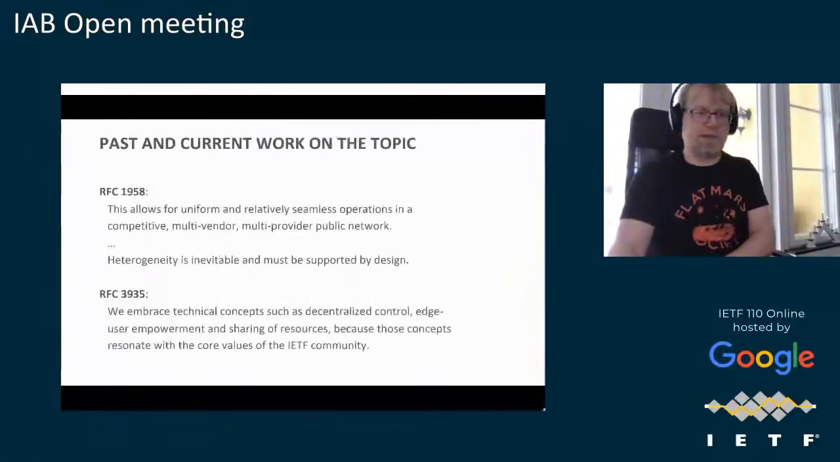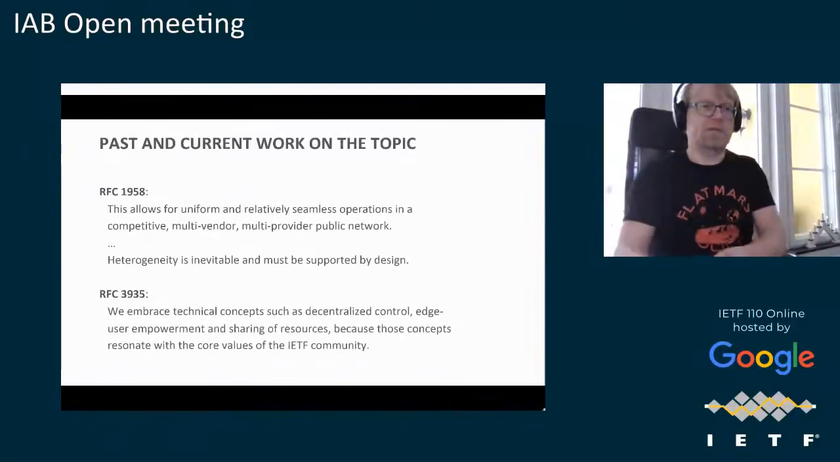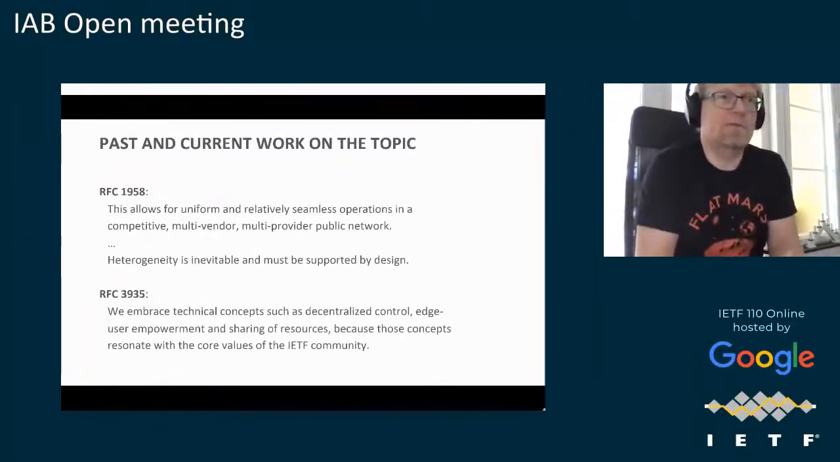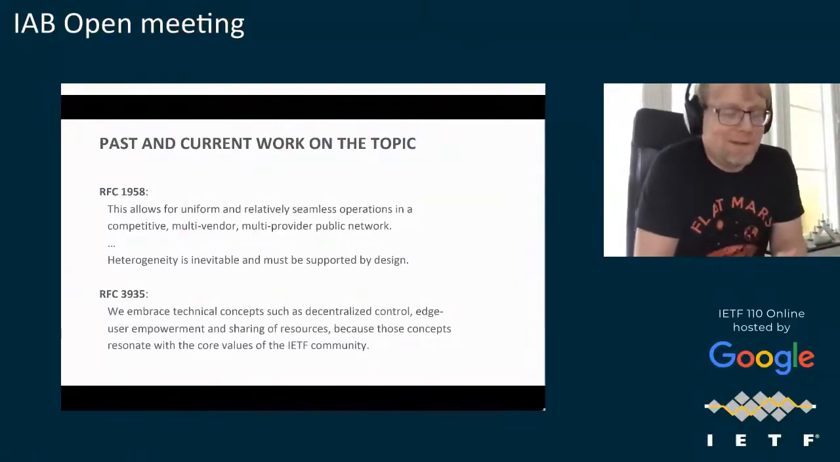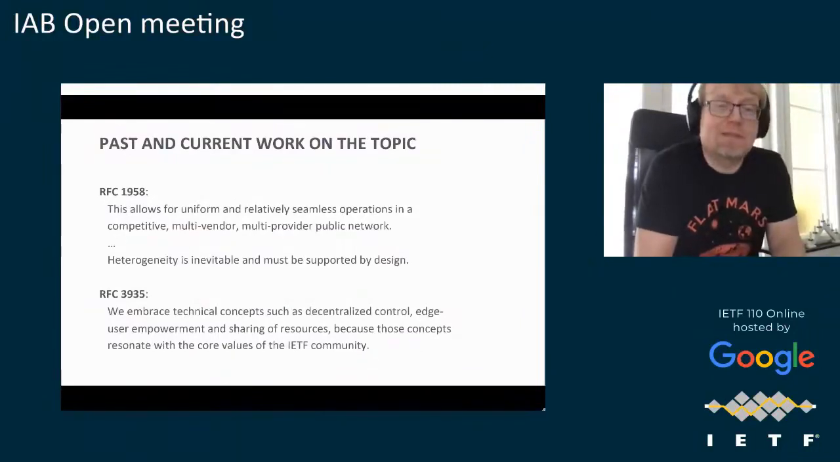So I was trying to collect a little bit of previously published material about this, and at least for me, it's surprising how good stuff you can find in the old RFCs. They were really written cleverly. RFC 1958, for instance, talks about competitive multi-vendor, multi-provider public networks. RFC 3935 talks about decentralized control, user empowerment, and so forth. Next slide, please.